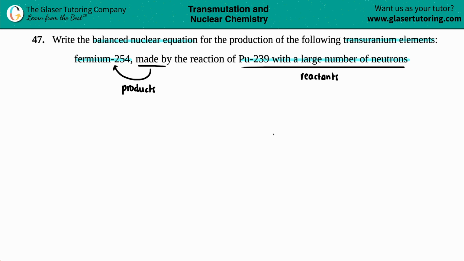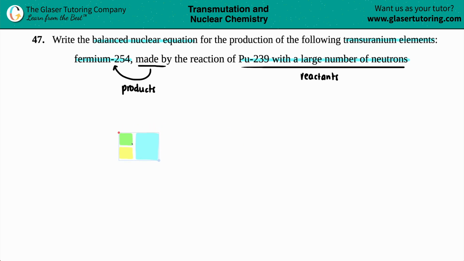So let's see if we could plan this out. Now, we're dealing with a nuclear equation. That means that we need nuclei notation, which means that you have three different things going on, right? You need the element symbol, the mass number, and the atomic number. I like to write them in cute little boxes like this.